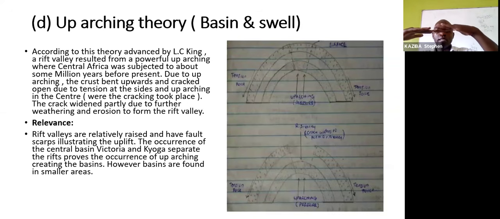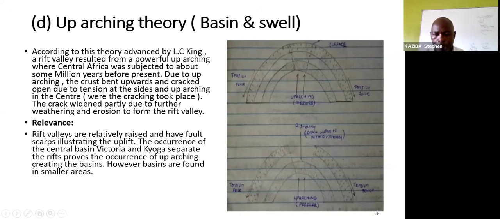So the occurrence of the central basins of Victoria and Kyoga separate the rift. These 2 depressions separate the 2 Rift Valleys, indicating that maybe there was a crack and land was eroded and a Rift Valley was formed.